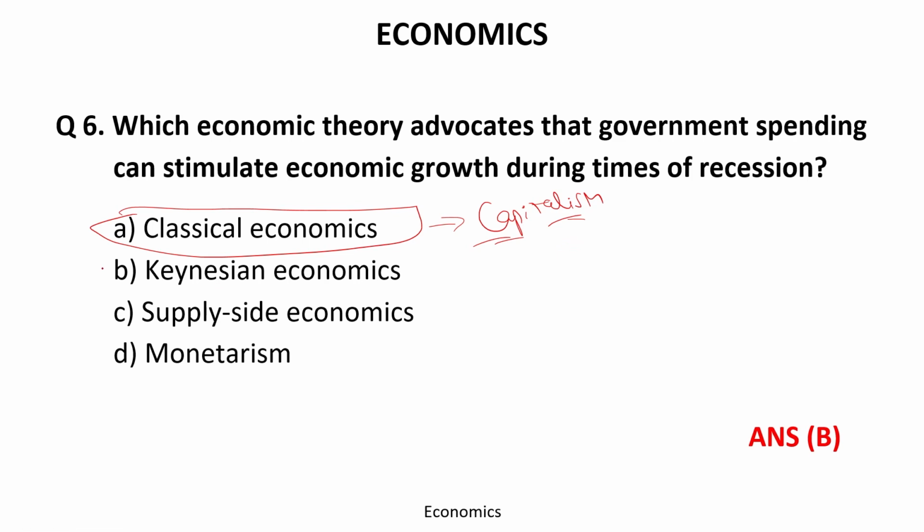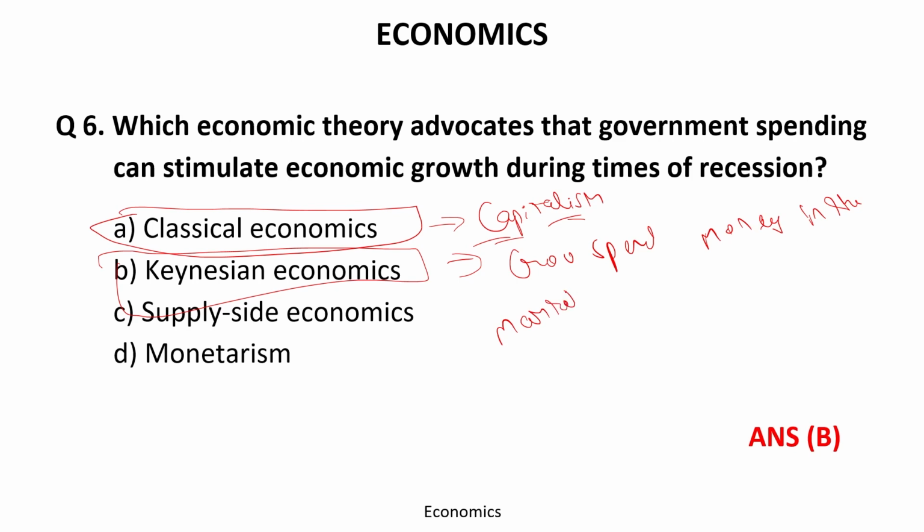Whereas Keynesian economics states that government should spend money in the market so that there would be money in the pockets of the people, and people will demand things so that the economy will grow.